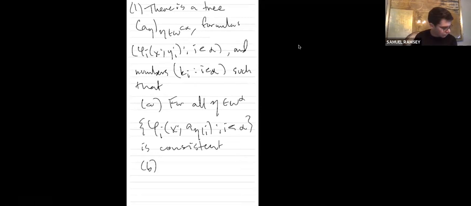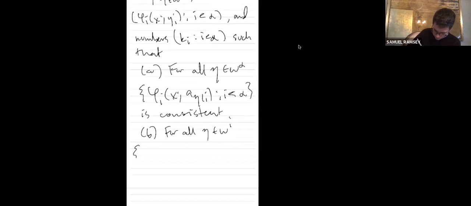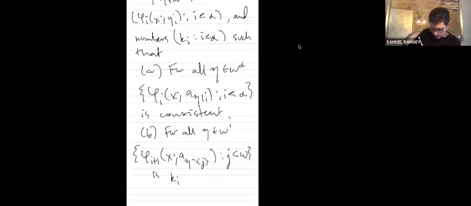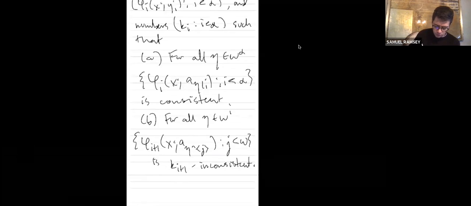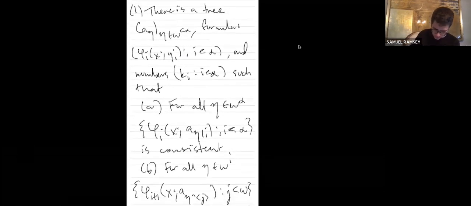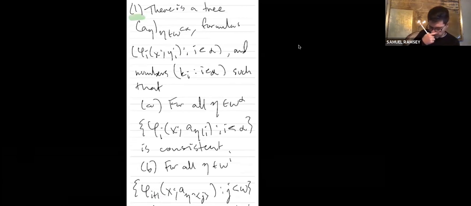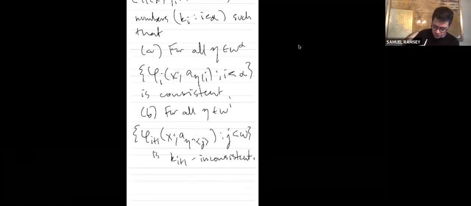And B: for all eta in omega to the i, phi_{i+1}(x, a_{eta concatenated with j}), as j ranges over the natural numbers, is k_{i+1}-inconsistent. Okay, so that's the first condition. This is number one. And we'll draw pictures so that this becomes clear. But let me just state the second condition very quickly.